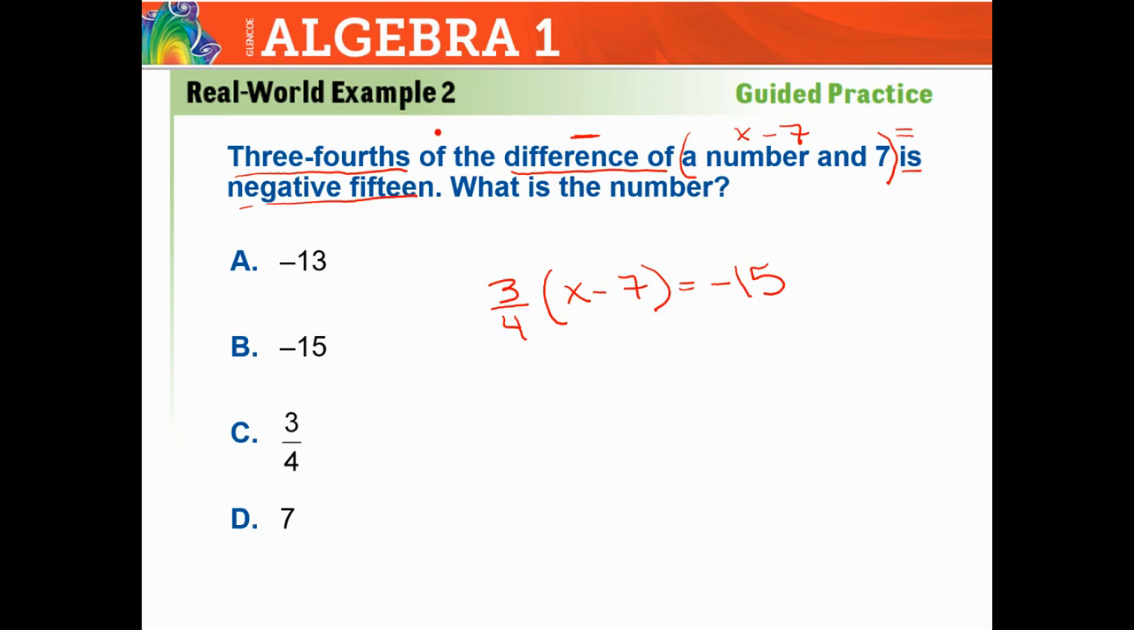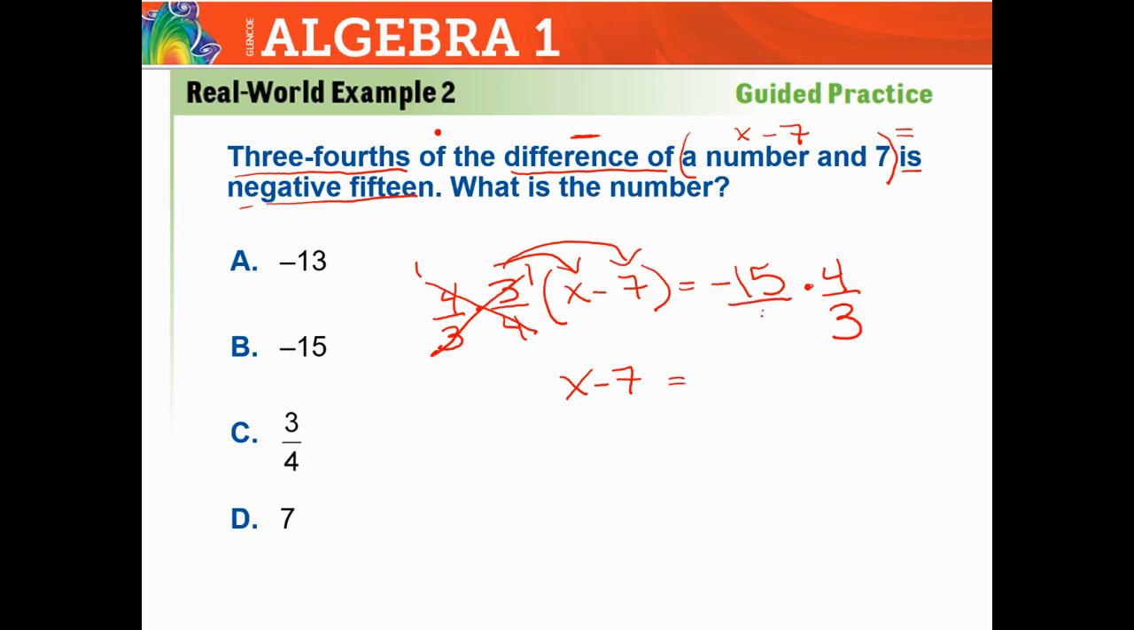Now we need to figure out what the number is. So we could distribute this, and then we would have a fraction for both of those numbers. Or we could multiply by the reciprocal, and that's going to eliminate it on this side. And what I do to one side, I have to do to the other side. So 4 and 4 make a 1, 3 and 3 make a 1. So 1 times 1 gives me 1. So I have x minus 7 on this side.